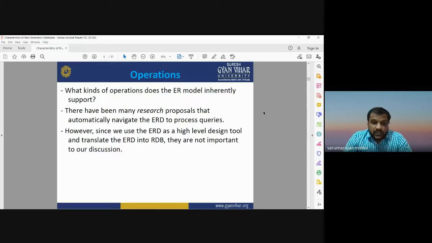since we use the entity relationship diagram as a high level designing tool and translate the ERD into a relational database, these are not important to our discussion. So we can easily transform the entity relationship diagram into the relational database. It is a facility provided by the entity relationship diagram, so we can easily convert that entity relationship diagram into a relational database system.